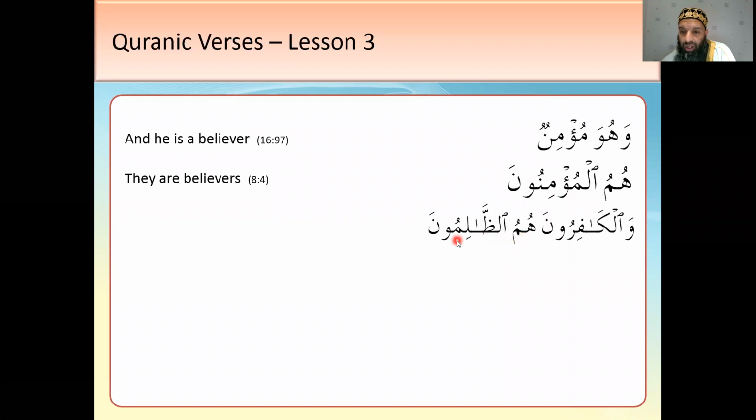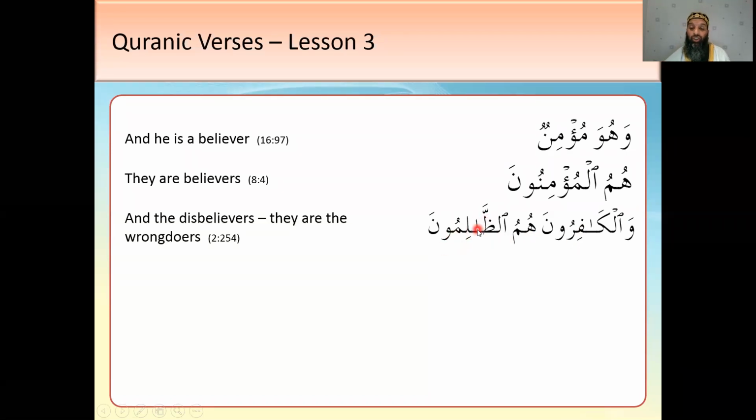They are dhalimuna. Dhalimuna, many oppressors. So the disbelievers, they are the oppressors, they are the wrongdoers. Key thing to remember here, plural una. The disbelievers, they are the wrongdoers. So remember, una and ina, they come a lot. Una, ina, plural. These are parts of the Quran here.